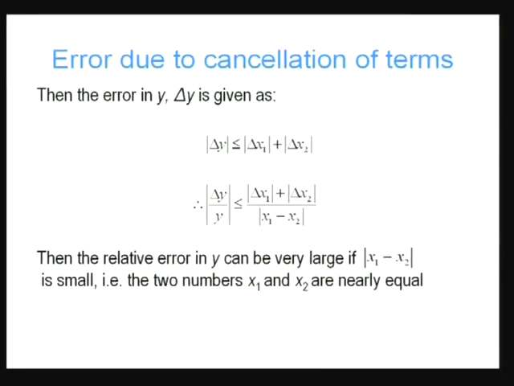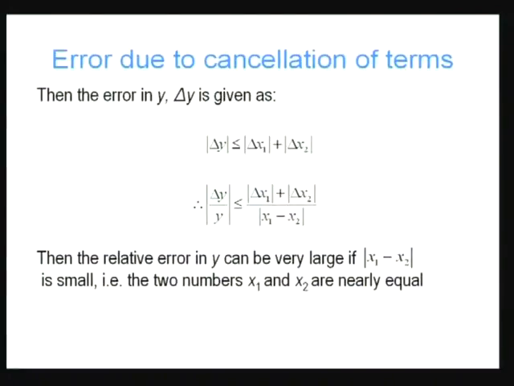So from that equation, dividing both sides by mod of y, we get mod of delta y by y is less than or equal to mod of delta x1 plus mod of delta x2 divided by mod of x1 minus x2. It is clear from the last expression that the relative error in y will be very large if mod of x1 minus x2 is small. That is, if the two numbers x1 and x2 are nearly equal.